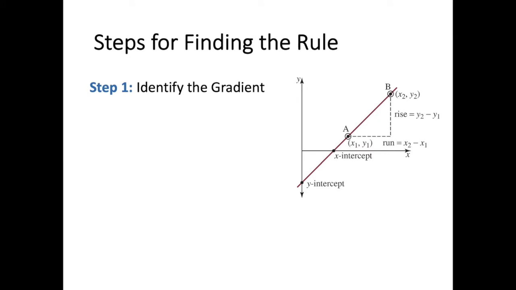Step 1 is to identify the gradient, and the gradient is going to be the slope of the line. So what degree the line is sloping is going to be your gradient. Step 2, identify the y-intercept. Now the y-intercept is going to be where it crosses the y-axis. So where your linear line crosses the y-axis.